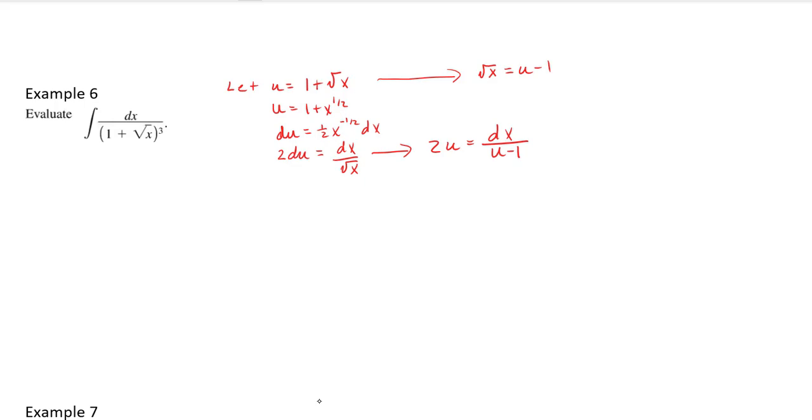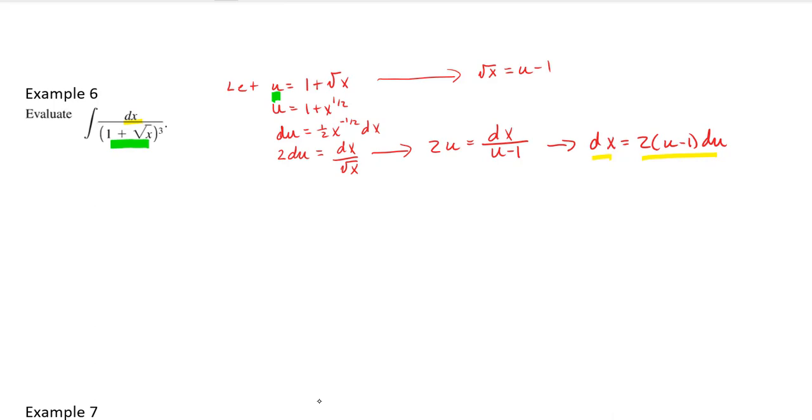I don't have a u minus 1 in the problem. I do have a dx, and I want to know what I can plug in for the dx. Well, if I multiply both sides of this equation by u minus 1, I get dx is going to be equal to 2 times u minus 1 du. Now this is what I'm going to plug in place of the dx right here. And in place of the 1 plus the square root of x, I'm going to plug in a u.